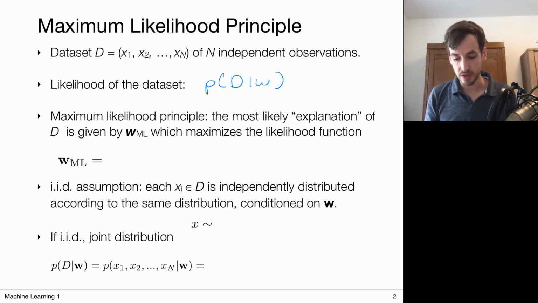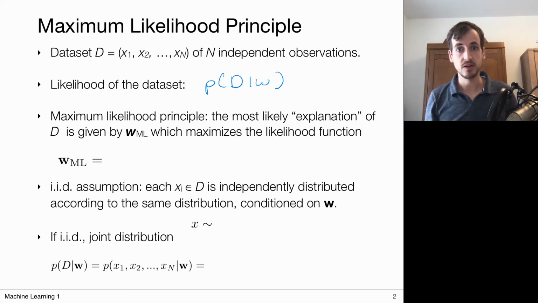This is a distribution with respect to the data variable, right? Because every time I may observe a different data set, and this probability distribution gives us the probability, or the likelihood, of this particular data set. And it is conditioned on a set of parameters W.